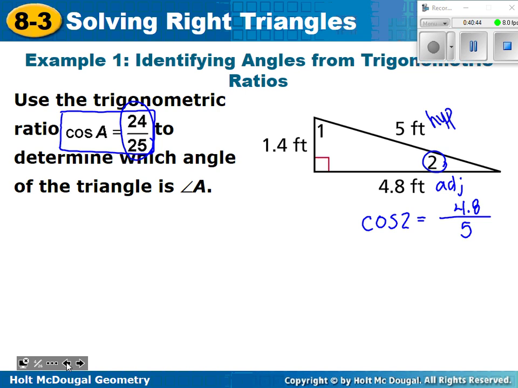Or you could go a step further and take the inverse, so you could say A equals the inverse of 24/25, and you could compare that to the inverse of 4.8 over 5.